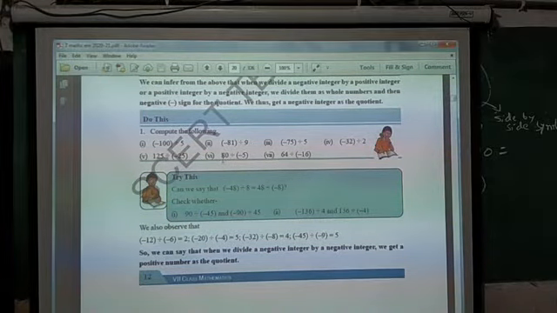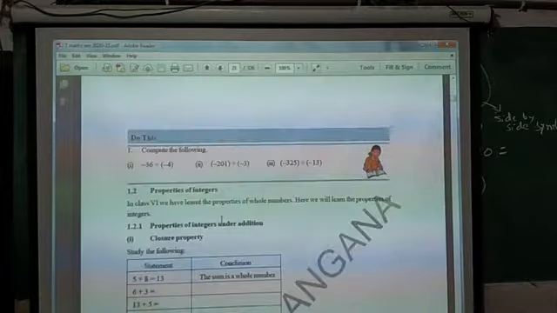Here plus and minus combination. Plus and minus will become minus. 80 divided by 5. So 5 16s are 80. So what is the final answer? Minus 16. Okay?